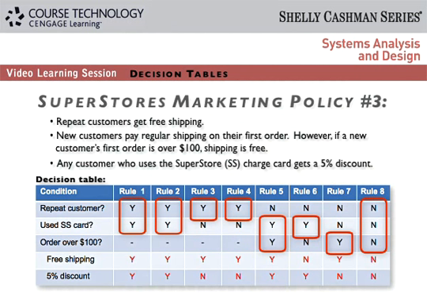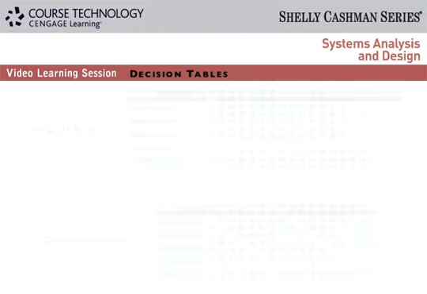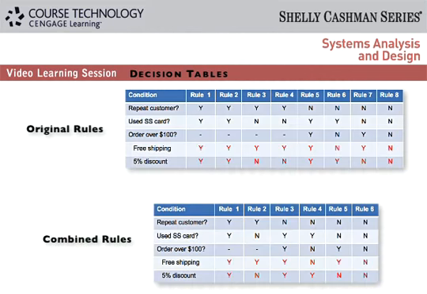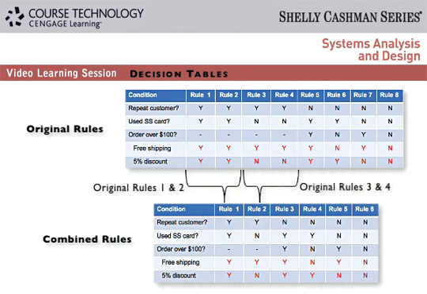For a new customer in Rules 5, 6, 7, and 8, each combination produces a different outcome, so each condition does matter, and each rule is unique. The final result is that original Rules 1 and 2 are identical and can be combined into new Rule 1. Original Rules 3 and 4 also can be combined into new Rule 2. After simplification, there are 6 rules rather than 8.